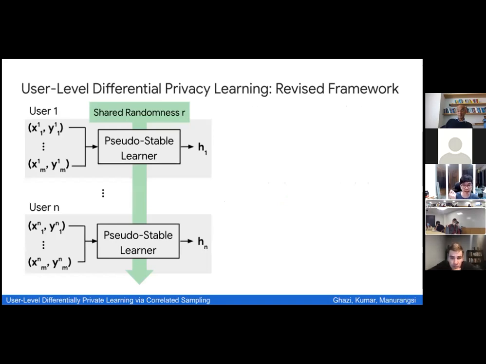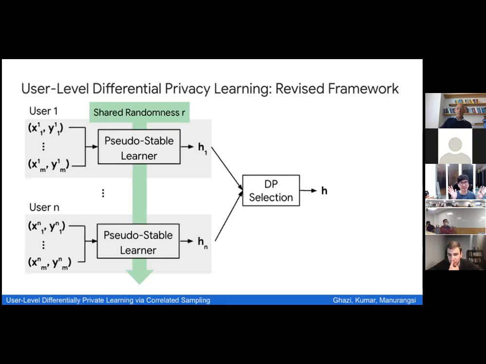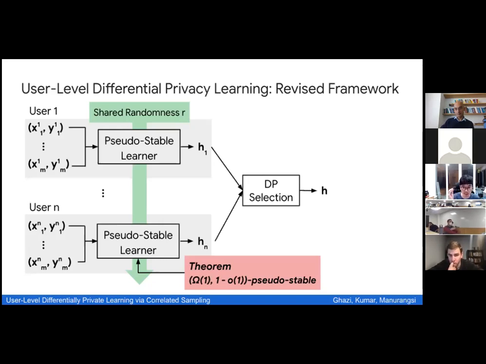And this will give them H1 to Hn, very similar to before. And then you can run DP selection similar to before again. So far everything looks exactly the same as two slides ago. So what is going on here? The only gain is that we show it's actually possible to get a pseudo stable learner with stability parameter that is constant, and in fact you can get this constant arbitrarily close to 1, like 0.9999, instead of before where it was 1 over exponential in the Littlestone dimension.